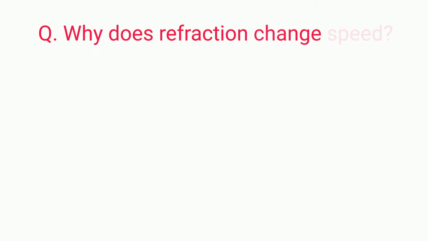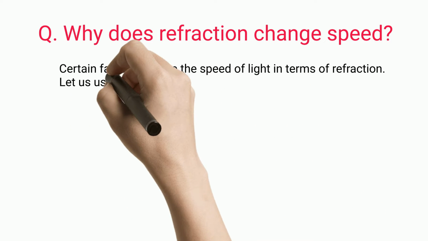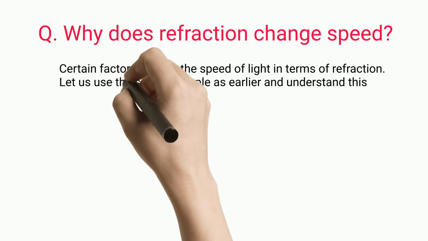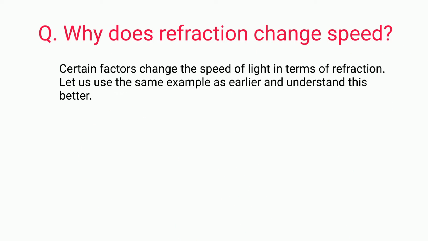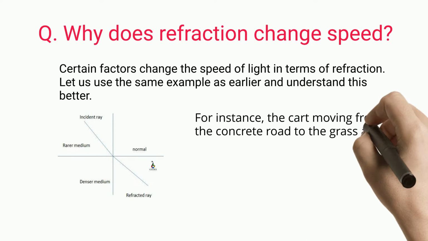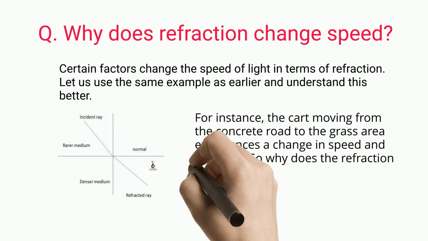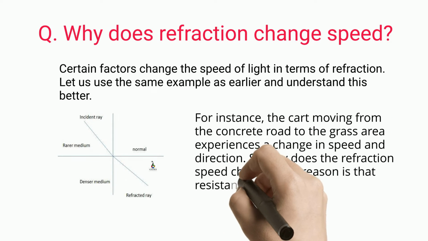Why does refraction change speed? Certain factors change the speed of light in terms of refraction. Let us use the same example as earlier and understand this better. For instance, the cart moving from the concrete road to the grass area experiences a change in speed and direction. So why does the refraction speed change?